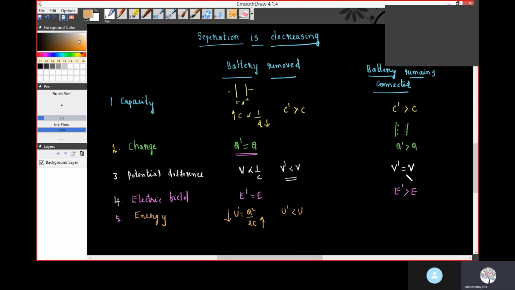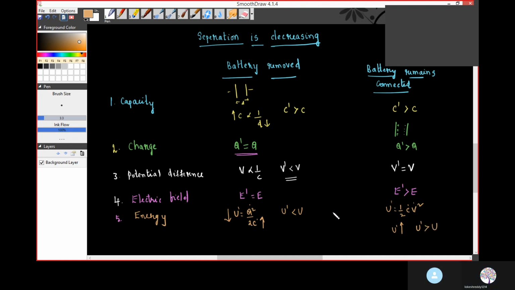Now what about here? This potential is the same, so I will write U is equal to half CV square. Now C dash has increased, so U dash will also increase. So U dash is greater than U.